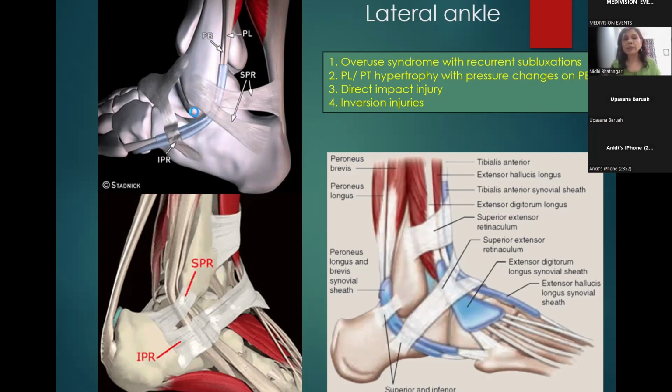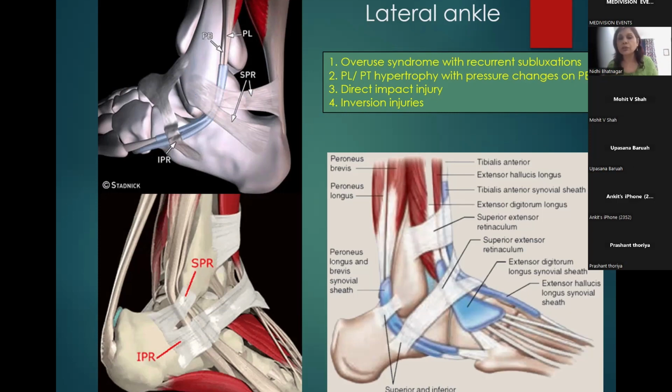One is the depth of the retromalleolar groove. Sometimes there is no retromalleolar sulcus, or it's even convex. And the second is the laxity of the superior peroneal retinaculum. So what it does is that there is laxity of the SPR or a shallow groove. When there is overuse, that means when there is stress and repeated stress, there is a repetitive subluxation of these tendons. And this repetitive subluxation leads to tendinosis, then splits and tears.